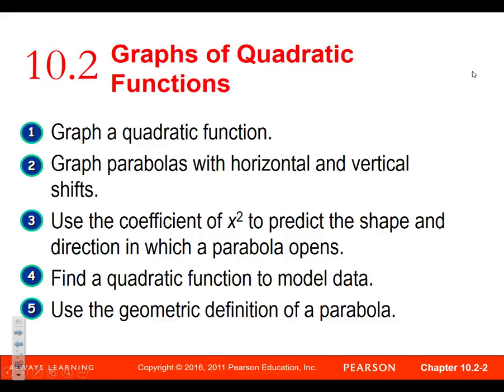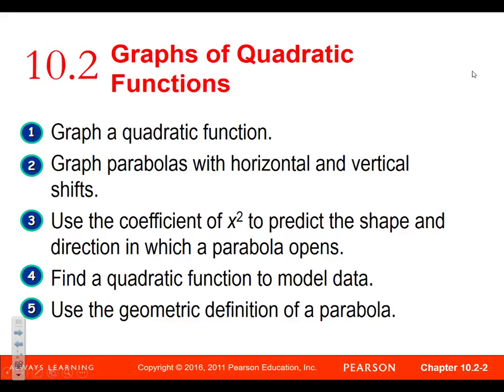10.2, graphing quadratic equations. So the objectives are: one, to graph quadratic functions; two, to graph parabolas with horizontal and vertical shifts. That means they move up and down, left to right, okay? And then we're going to talk about using the coefficient of x squared to predict the shape. I think I talked about that last week, right? When you asked how do you know, I said it's happy or it's sad. So that's the objective today. You're going to figure out which way it goes.